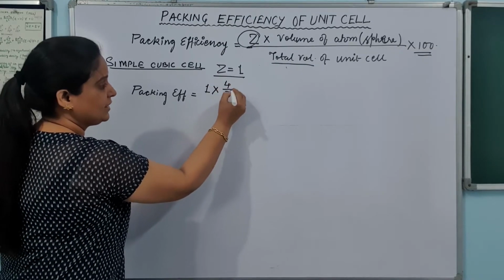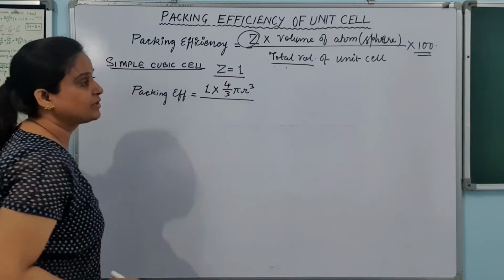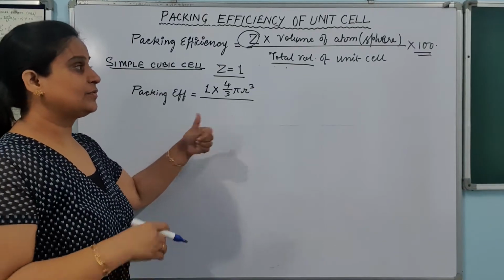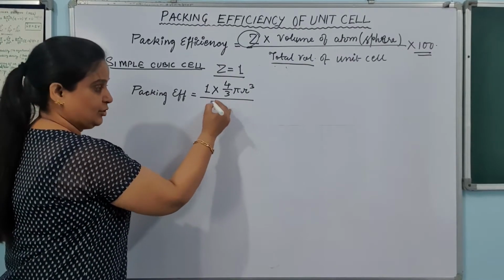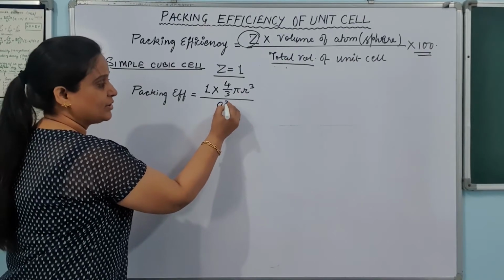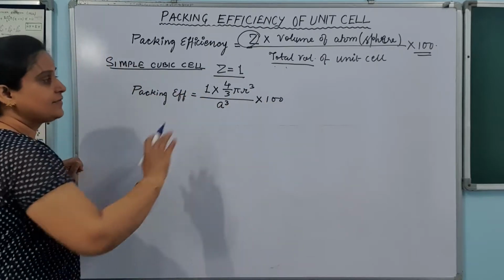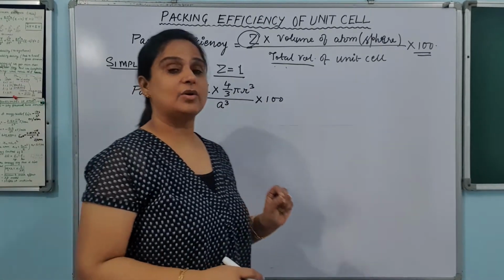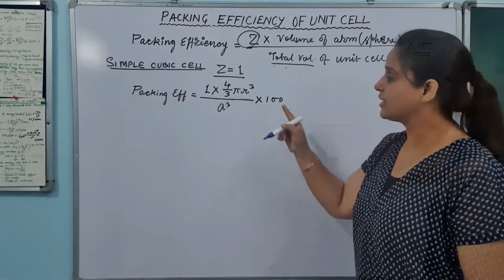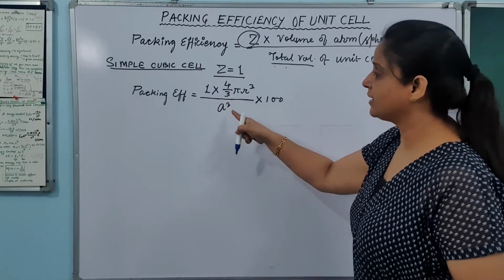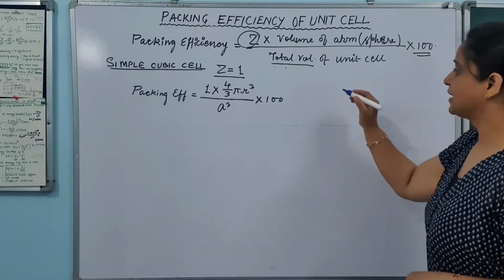4 by 3 pi r cube, divided by the total volume of the unit cell, and the volume of the unit cell is taken out by length, breadth and height of the unit cell, and that is a cube, because we are taking a cube. Now multiplied by 100. So this way we can calculate the packing efficiency of the simple cubic cell. Now can I use the relationship between a and r for the simple cubic cell so that I can simplify this formula? I am using it.